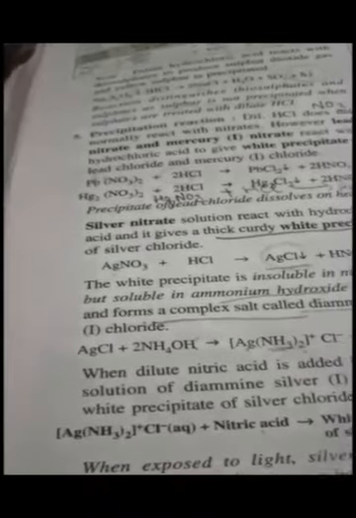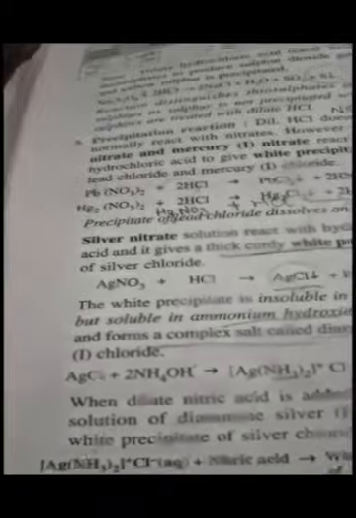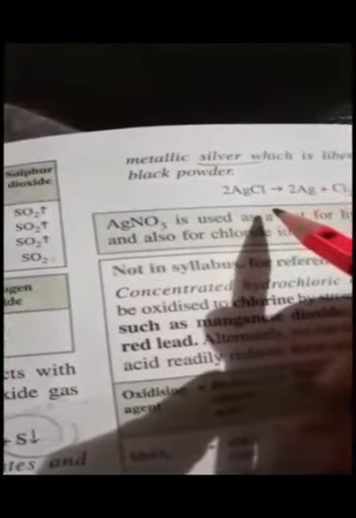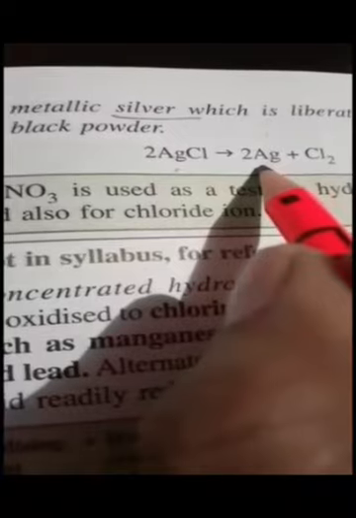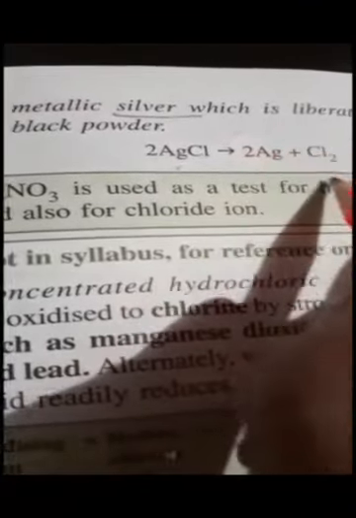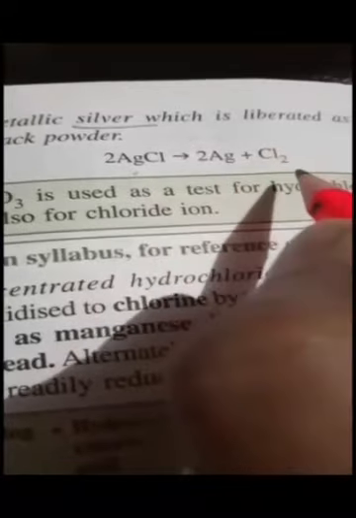When silver chloride is exposed to sunlight or light, it decomposes and gives chlorine gas and silver as a metallic product. When the silver chloride is exposed to light, it decomposes and gives silver metal and chlorine liberated.